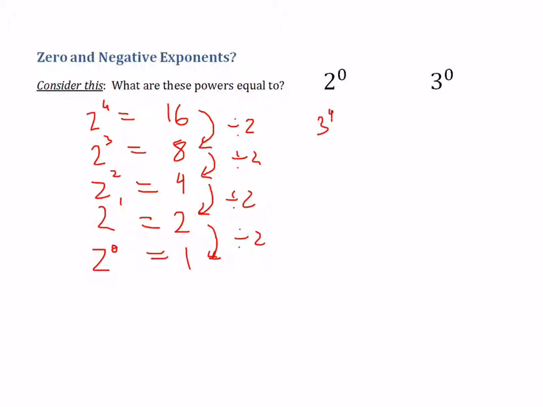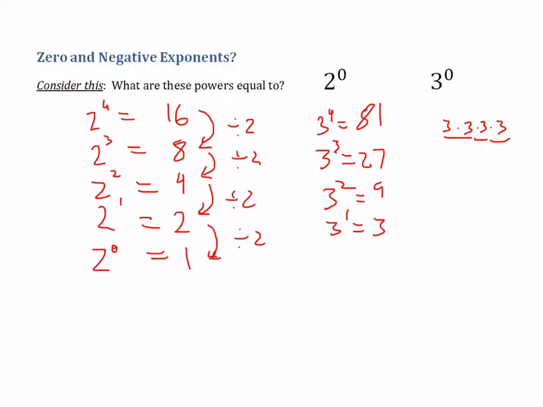3 to the 4th, that's 3 times 3 times 3 times 3. Jot that down over here. And 3 times 3 is 9, times 3 is 27, times 3 is 81. 3 to the third is 27. 3 times 3 times 3. 3 squared, 3 times 3 is 9. 3 to the first is 3. And what's happening every time here? Well, 81 to 27, and then 27 is going to 9, and 9 is going down to 3. Well, we're dividing by 3 every time.